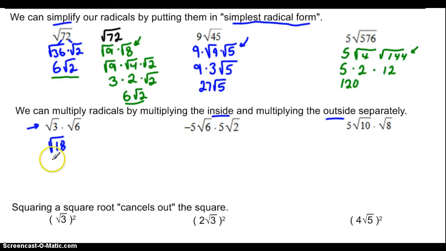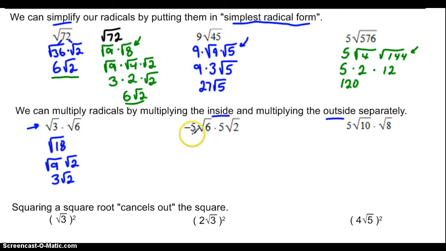We know that 9 divides 18, so we can break 18 down to the square root of 9, and what's left over? I guess 2. Can we pull anything else out of that 2? No, there are no other perfect square factors. But the square root of 9 is 3, so that simplifies to 3 square root 2.